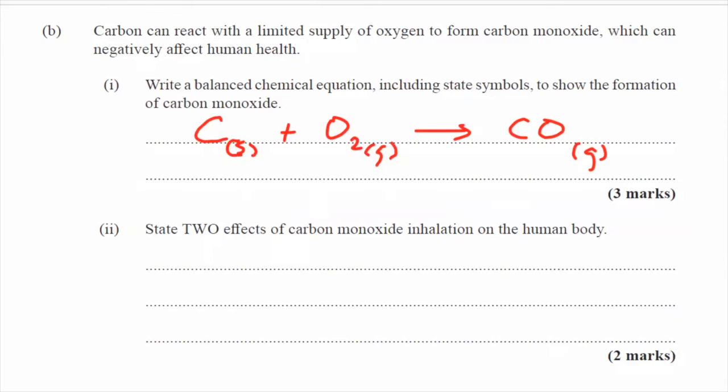We have 2 oxygen on the left, 1 on the right. So we put a 2 in front of the CO to ensure that the oxygens are balanced. In doing so, we now have 2 oxygen on the right and 1 on the left. So we put a 2 in front of the carbon there, and we're fine.